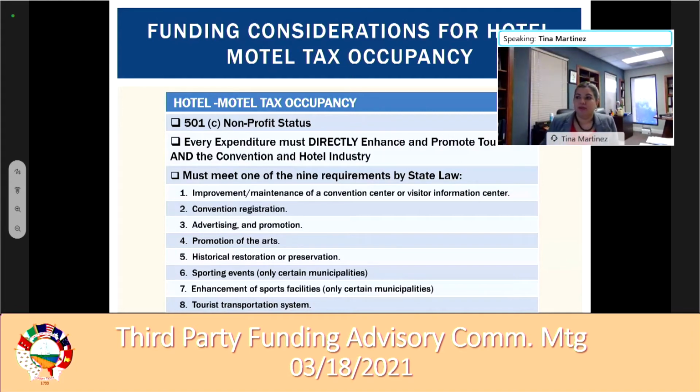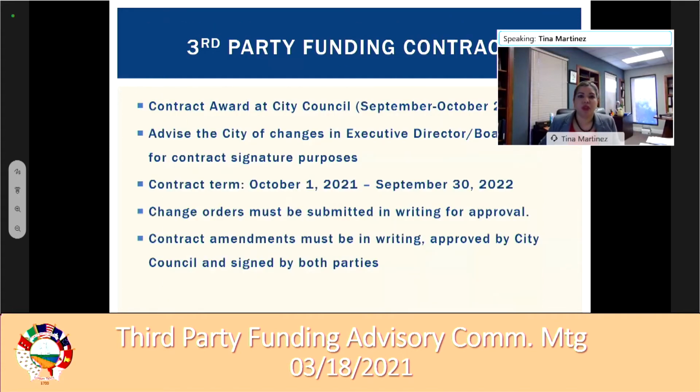Next slide. So just to give you some additional information, ultimately the contracts are awarded by city council. Based on your recommendations, council can increase, decrease, or even nix a contract. The awarding of contracts will happen around September to October.